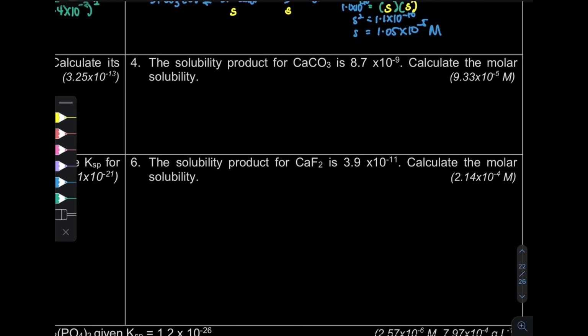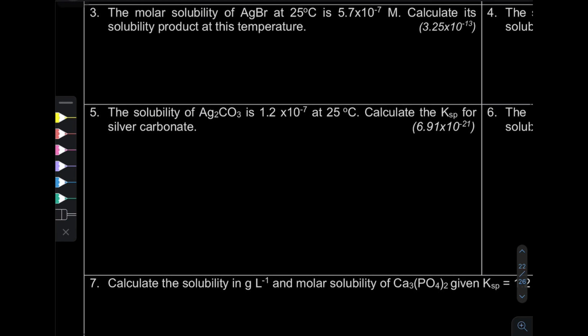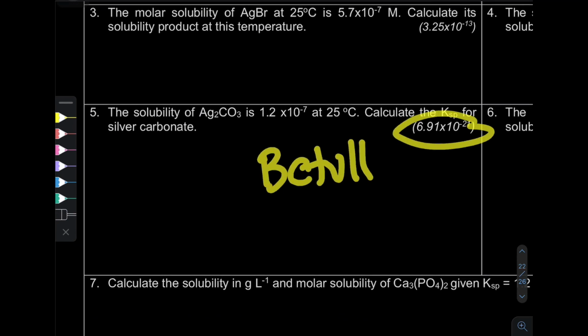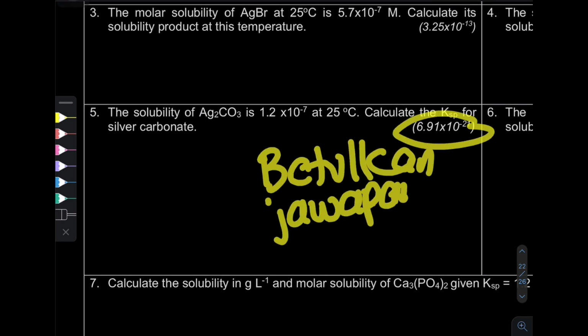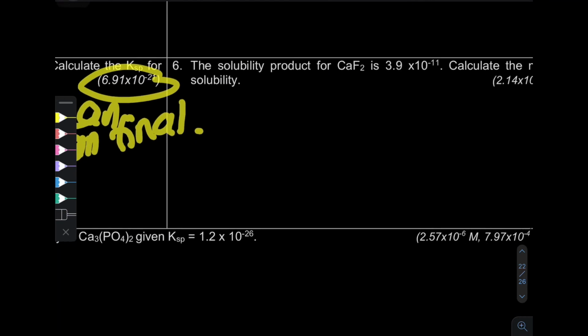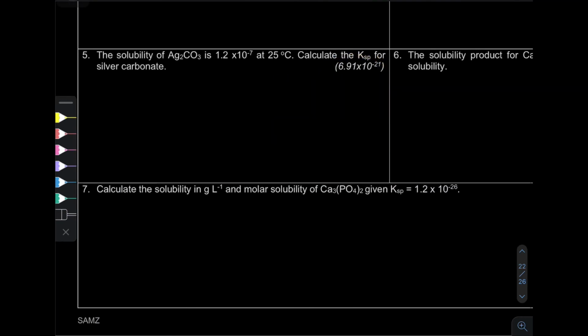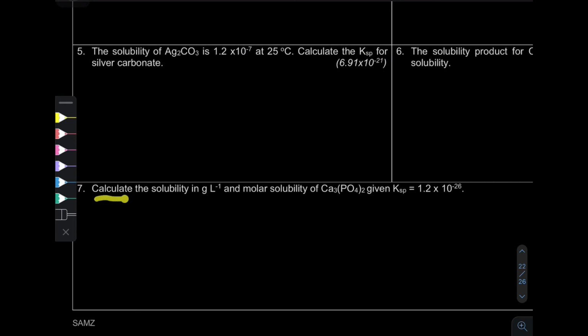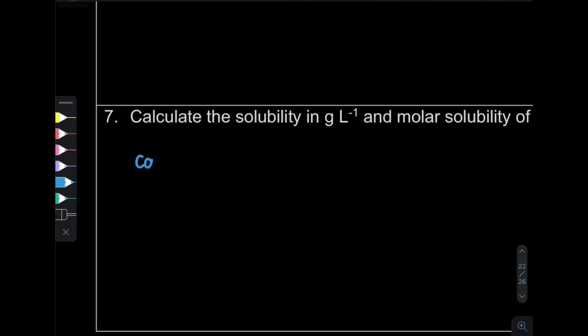Okay, question 3, question 4, I believe you can do it yourself. Cumanya question 5, betulkan jawapan kamu. Yang itu masalah betul. Yang 3, ada question lain tu just ubah sikit-sikit je. Next, we're going to look at question 7. So, ini lain sikit. Dia minta solubility, gram per liter as well as molar solubility. So, molar solubility ni yang kita selalu carilah, which is our S, which is the unit is M.